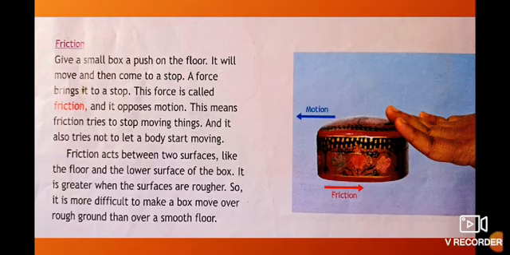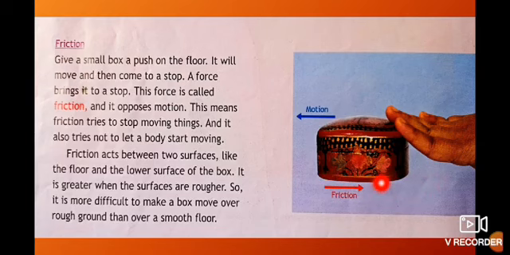This means friction tries to stop moving things, and it also tries not to let a body start moving. Friction acts between two surfaces, like the floor and the lower surface of the box. Here you can see the floor down, and here the lower surface of the box.